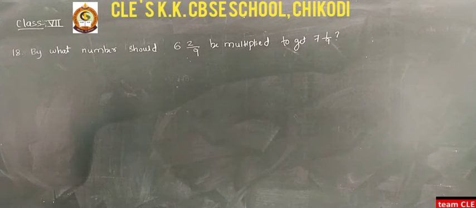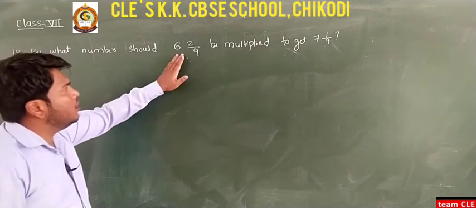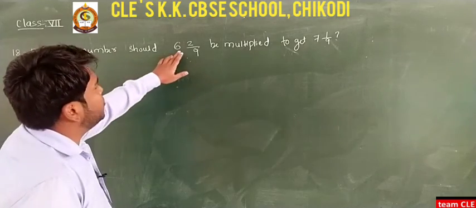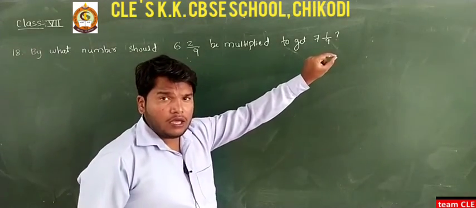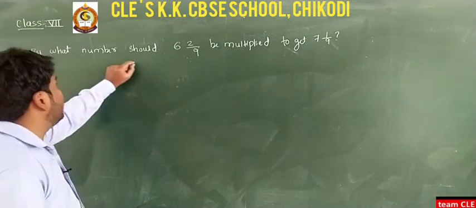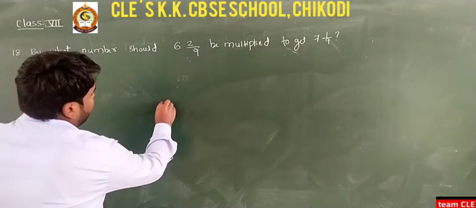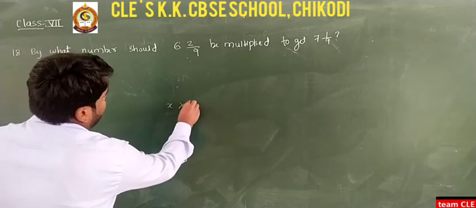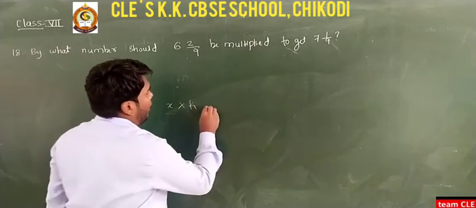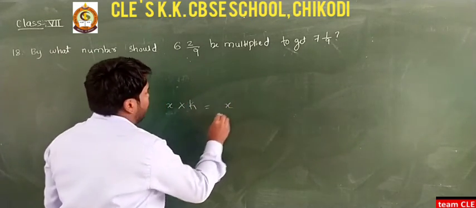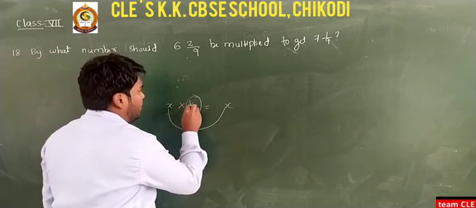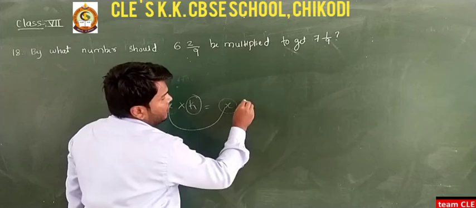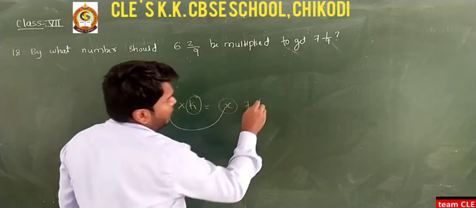So the 18th question says, by what number should 6 integer 2 by 9 be multiplied to get 7 integer 1 by 9? Okay, dear students, one number is given, and we need to find the number it should be multiplied by. I choose that as k. When two numbers are given and one number you need to find, by what multiplying will we get 7 integer 1 by 9 as the answer, they are asking.